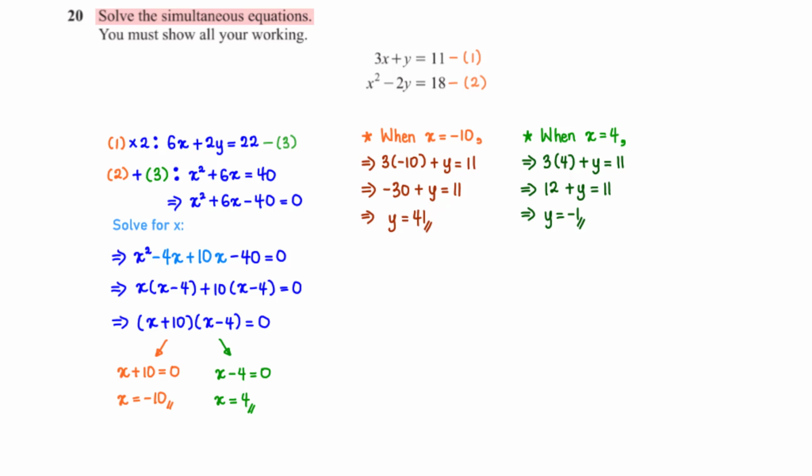Now that we have the values of x, we can plug in these values into any of the equations to get their corresponding y values. Let's use equation 1. When x equals negative 10, we have 3 times negative 10 plus y equals 11. When we simplify this and make y the subject, we get y equals 41. When x equals 4, we have 3 times 4 plus y equals 11. When we simplify this and make y the subject, we get y equals negative 1.